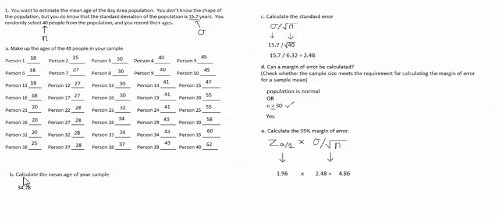The first part says to calculate the mean age of the sample. To get the mean age of the sample, you just add the 40 ages and divide the total by 40 and write the answer. The next part says calculate the standard error.